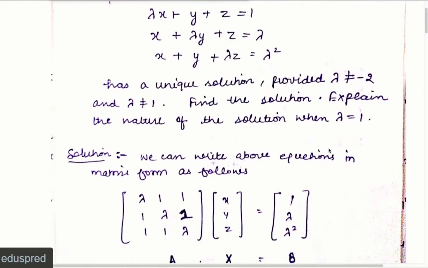Now we can write the above system of equations in the matrix form, that is lambda 1 1, 1 lambda 1, 1 1 lambda. These are all the coefficients of x, y and z. In the first column we are writing the coefficients of x, in the second column the coefficients of y, and in the third column the coefficients of z. And here are your x, y and z, and this is equal to 1, lambda, lambda square. This entire matrix is your A, this entire matrix is your x and this entire matrix is your b.